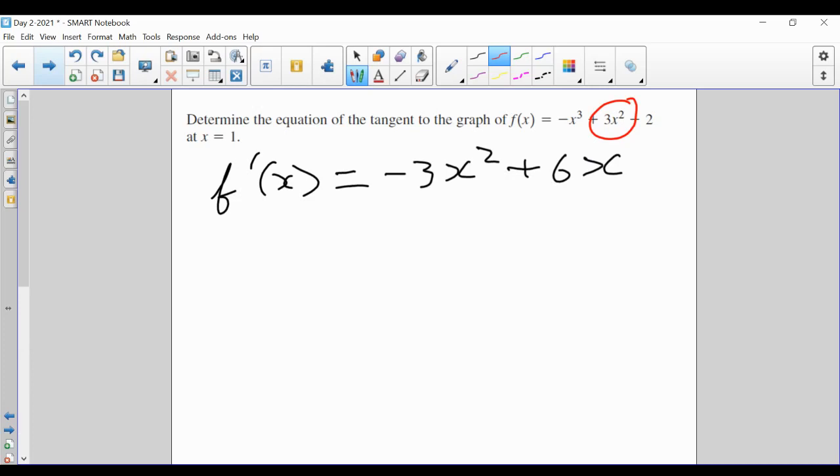So now we have our derivative function. This is the function that allows us to find the slope at any point. That's what this derivative function is all about. How do we use it? What do we now do with this if I'm trying to find the equation of the tangent when x is equal to 1? Help me out, folks.